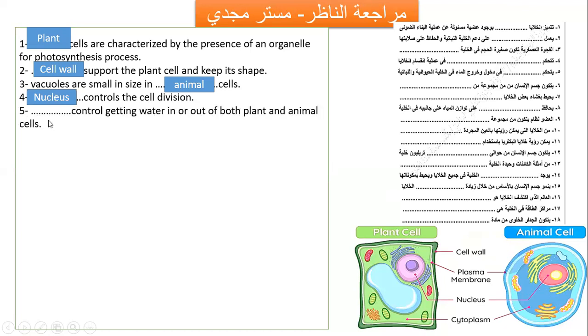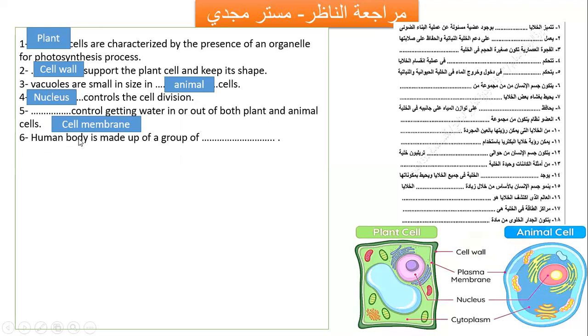Number 5. What controls getting water in or out of both plant and animal cells? What allows substances to enter or leave the cell? Yes, this one. What is this? Plasma membrane or cell membrane. So plasma membrane or cell membrane control getting water in or out of both plant cell and animal cell.